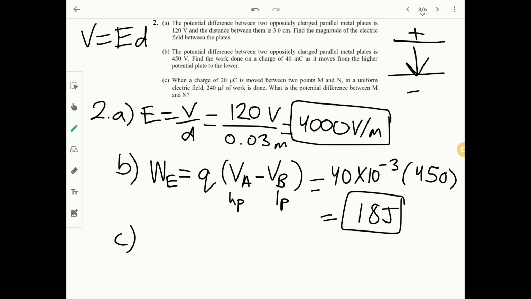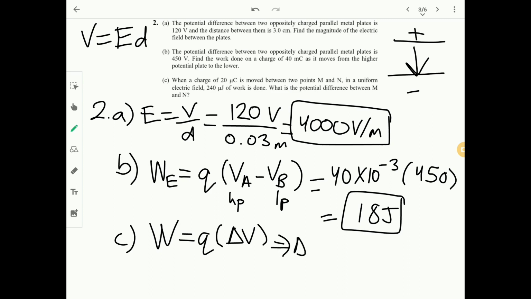And now part C, when a charge of 20 microcoulombs is moved between two points M and N in a uniform electric field, 240 microjoules of work is done. What is the potential difference between M and N? So now we have the work, we have the Q, but we don't have the delta V, right? Because VA minus VB is delta V.